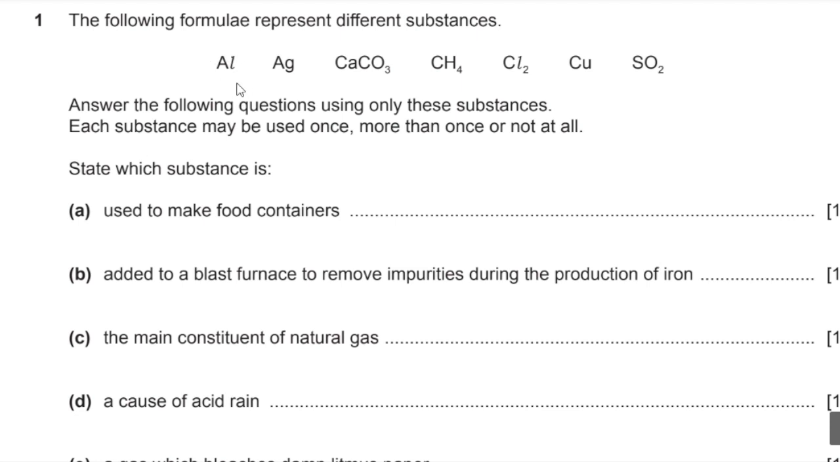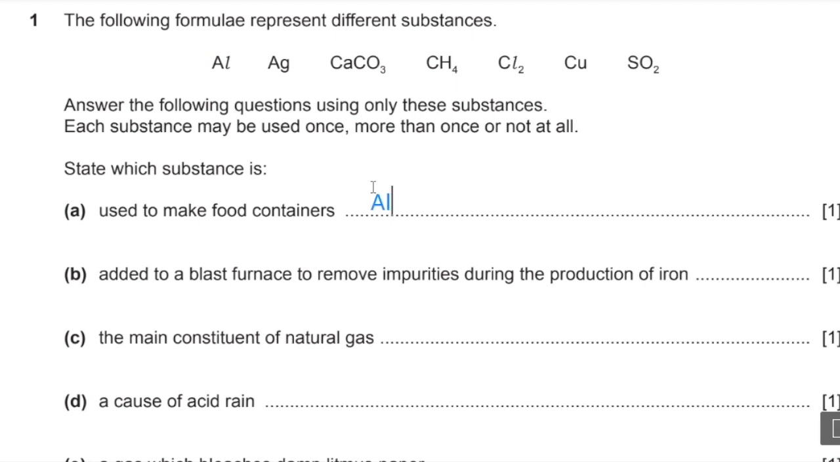So this is aluminium, since aluminium has a protective layer of aluminium oxide on its surface and it prevents corrosion. B, added to a blast furnace to remove impurities during the production of iron, is calcium carbonate. The main constituent of natural gas is methane.